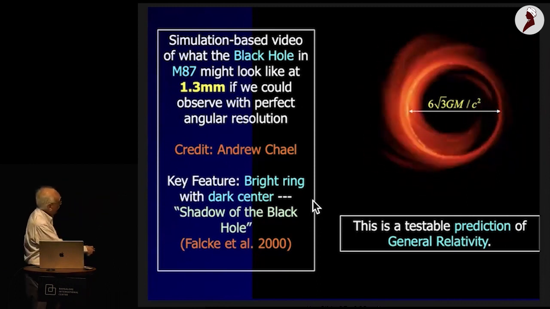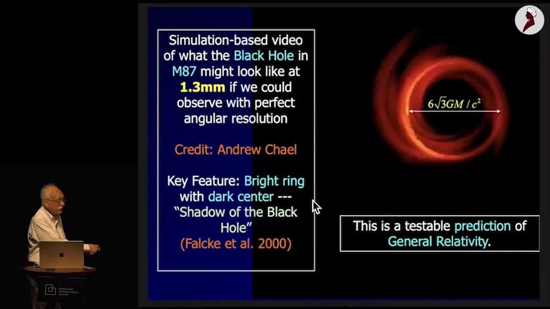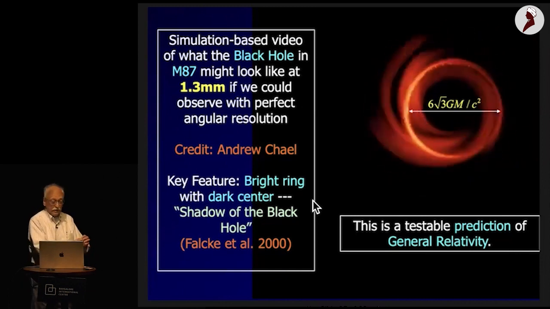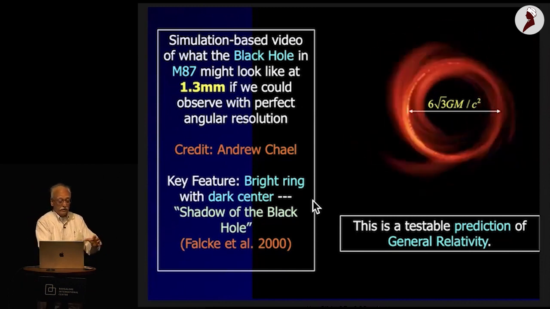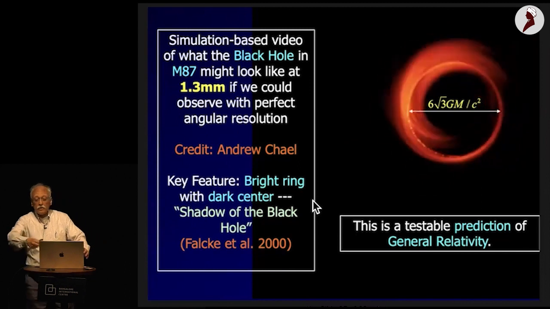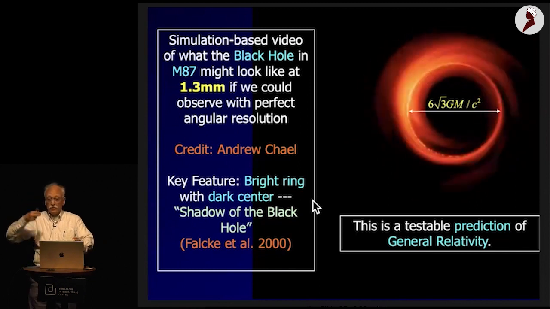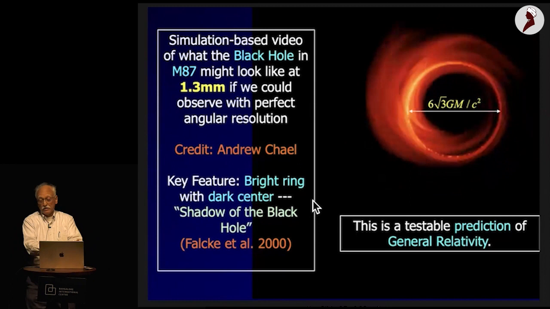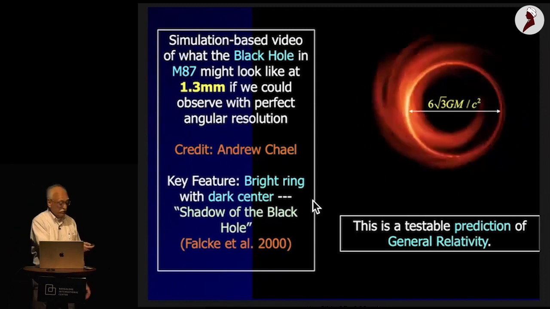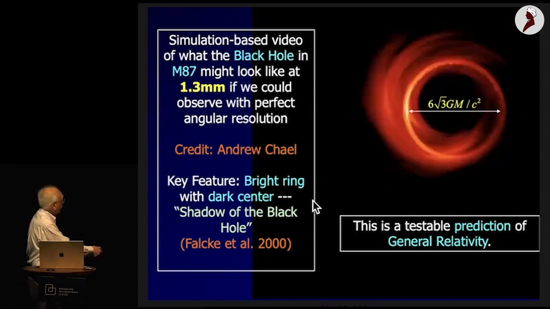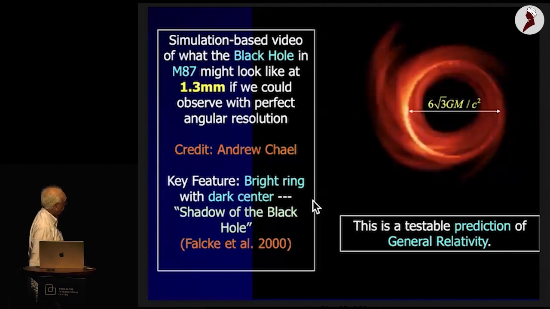Notice that the center is black, dark. That's because nothing from the center directly reaches me. Radiation can go around the black hole and reach me, but it can't come through directly because the black hole is there. It absorbs it. So there is this dark region in the middle called the shadow of the black hole.